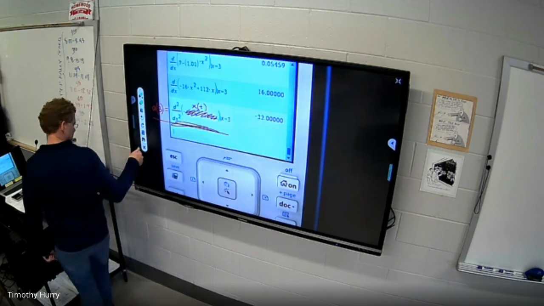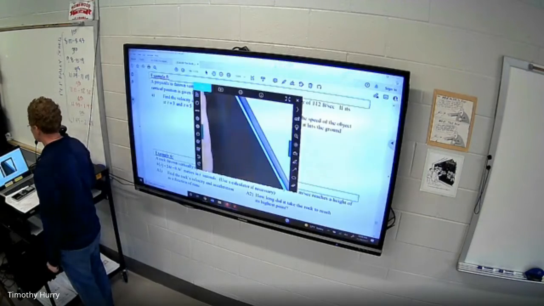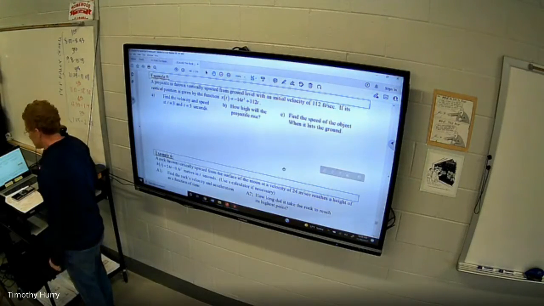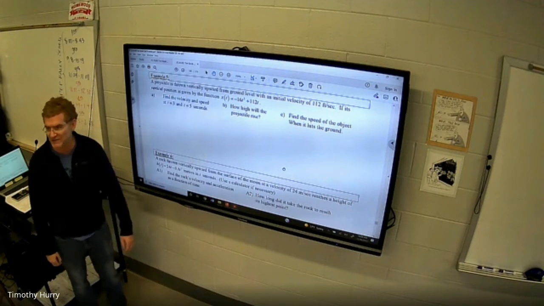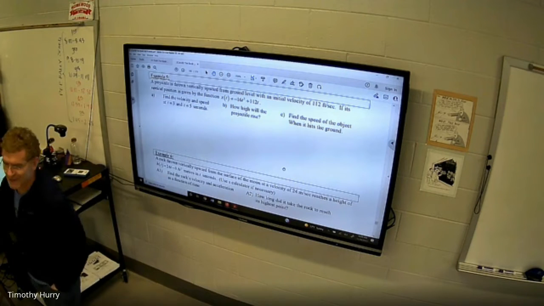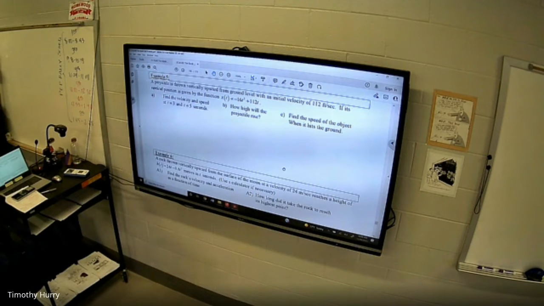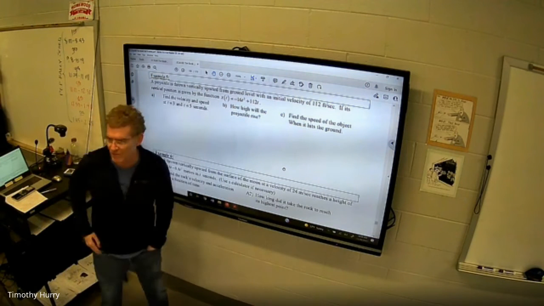I hope so. All right, jumping back to our little problem here. This first question, I promise you, is going to be on your test, especially parts B and C. Part B, those of you in physics probably already know this answer, but I'll take anybody's response. Right here it says, how high will the projectile rise?